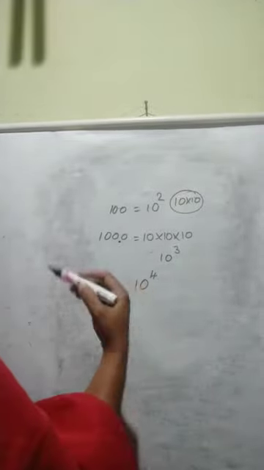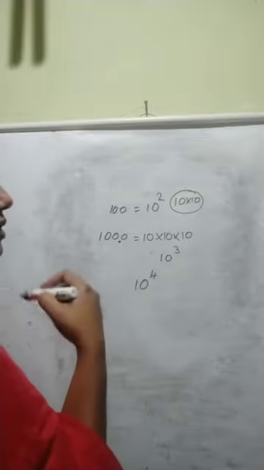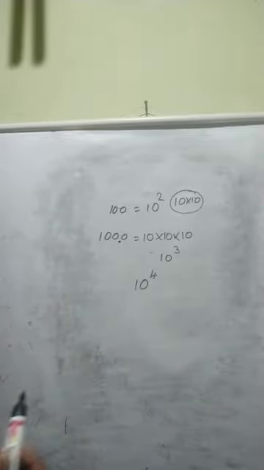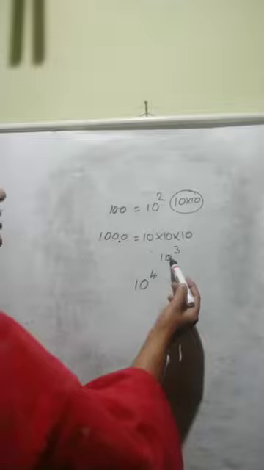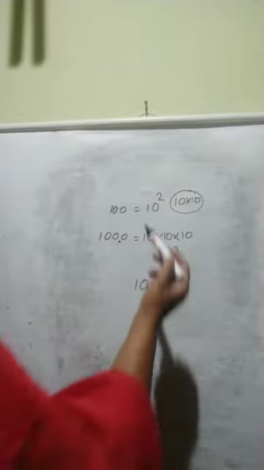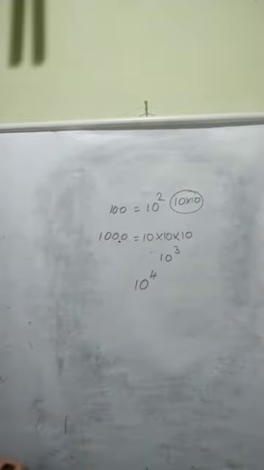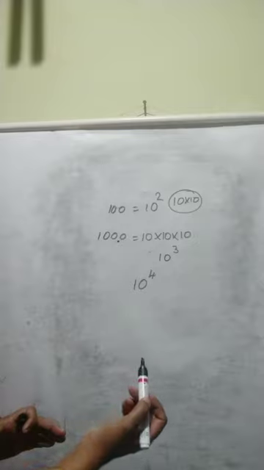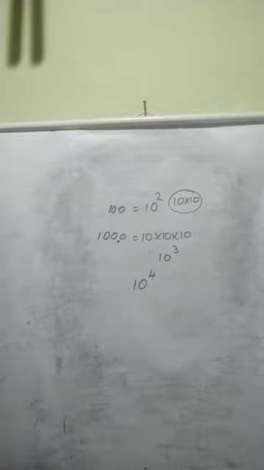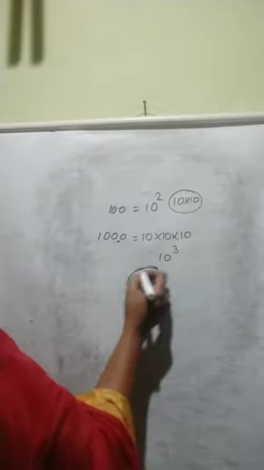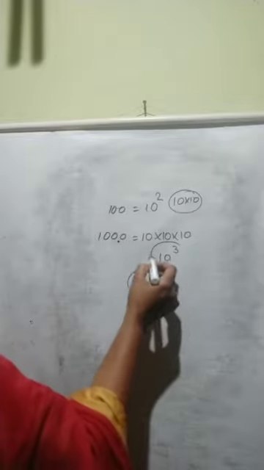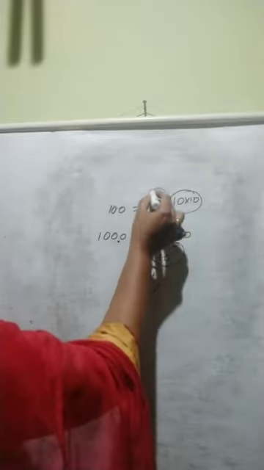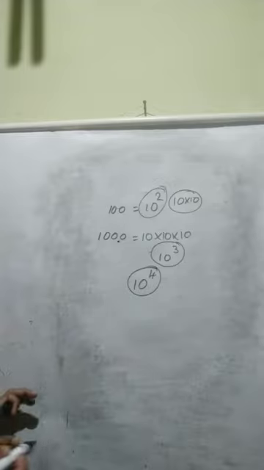So we can read it as 10 raised to 4 or 10 raised to the power of 4, and so on. Here also 10 raised to the power of 3, and 10 raised to the power of 2. Clear? So this one we can say as fourth power of 10, third power of 10, then second power of 10.